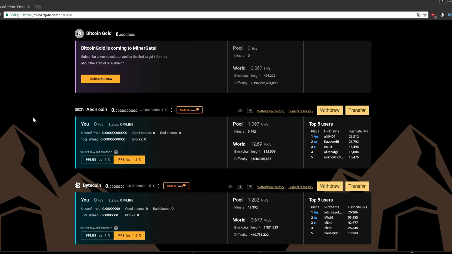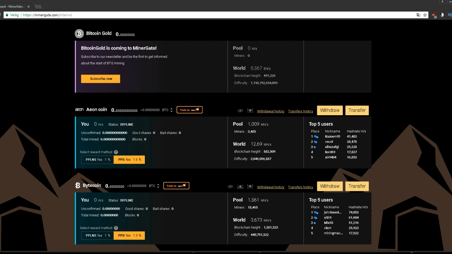Depending on the currency and on your mining speed, this can take days or minutes or hours. Usually this takes half an hour, 10 minutes for the block to be found or the shares to be confirmed. It also depends on your reward method. For instance, if you have PPS, you have nothing to worry about. You don't need to wait. It will be instantly paid out, pay per share.